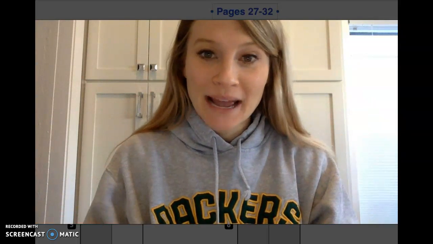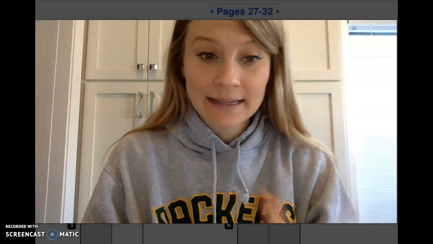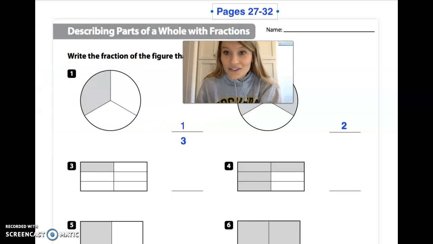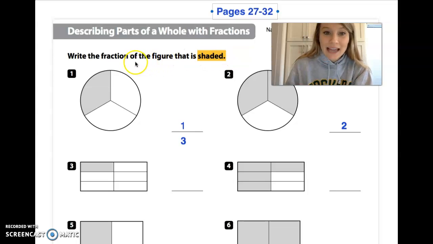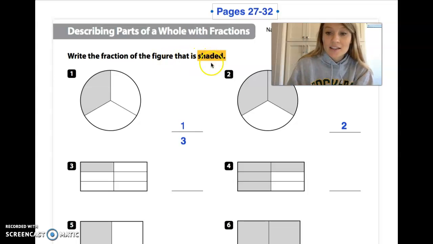But today for math, you have to do the rest of the iReady mathematics packet. So we're going to be on pages 27 going to page 32. Now, I know my mathematicians love doing fractions. So today you are going to be telling me the fraction of the figure that is shaded. So I've done the first one for you.